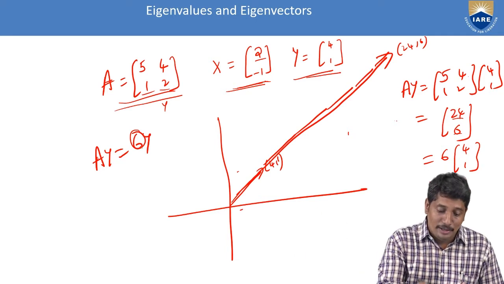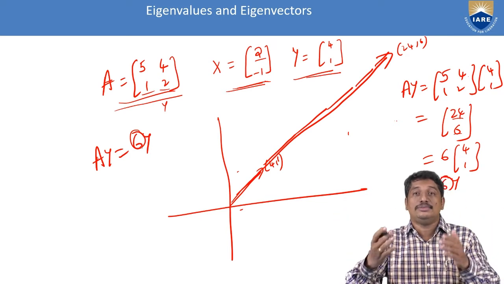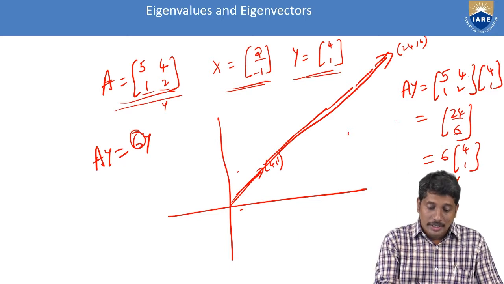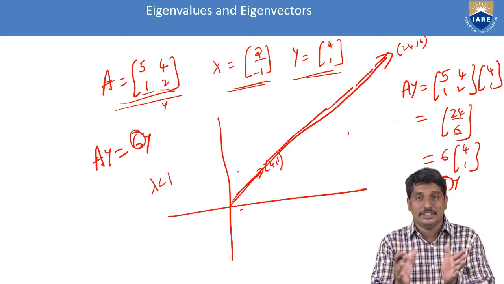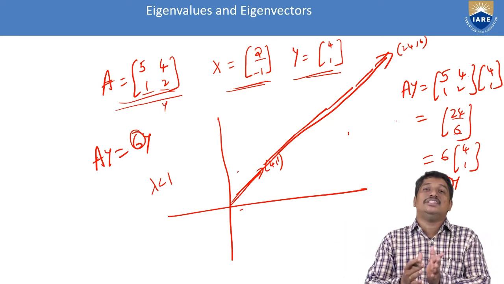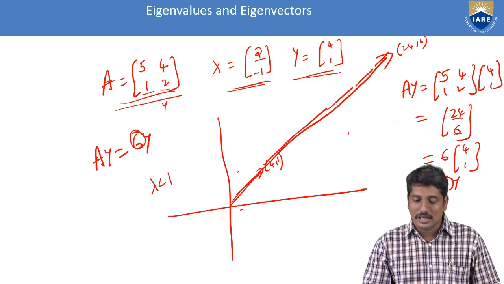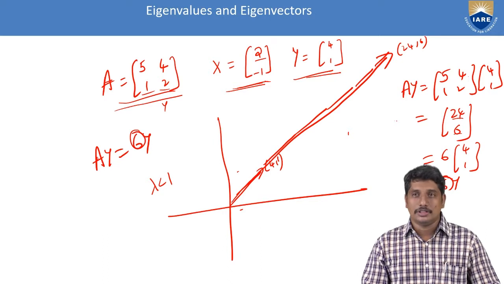The lambda value denotes the size, how many times it is being extended or how many times it is being reduced. If lambda is less than 1, then we say that the vector has been reduced. And if lambda is greater than 1, we say that the vector has been extended. In this way we can understand the geometrical interpretation of eigenvalue and eigenvector.